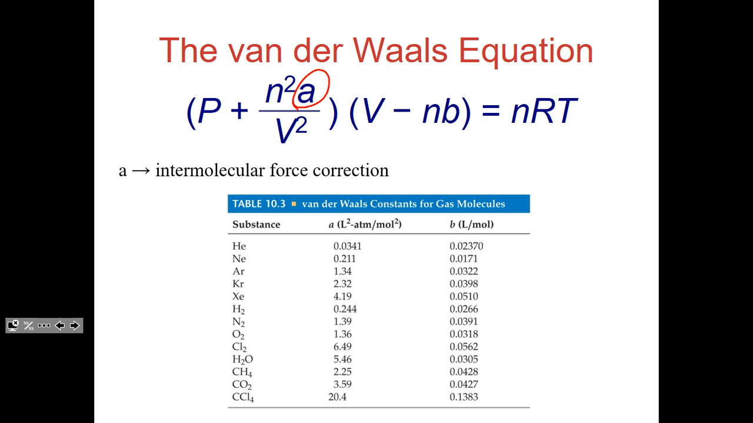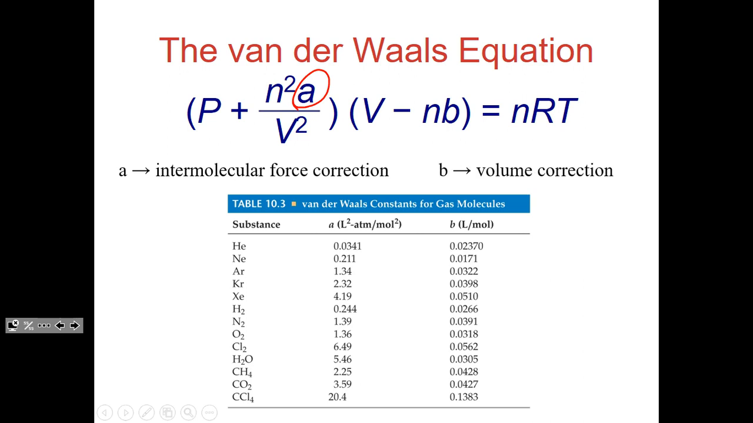So the A that you see up here in this equation is basically a constant for different gas particles that is based upon the intermolecular forces. So as you look at the different substances down here, as intermolecular forces of the different particles increase, and like I said, we're going to get into why in chapter 13, the A factor gets larger, and therefore it has a greater effect upon the equation.